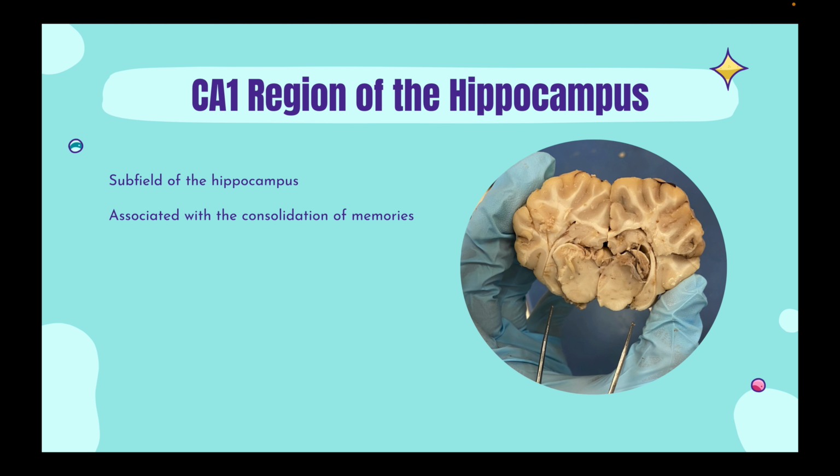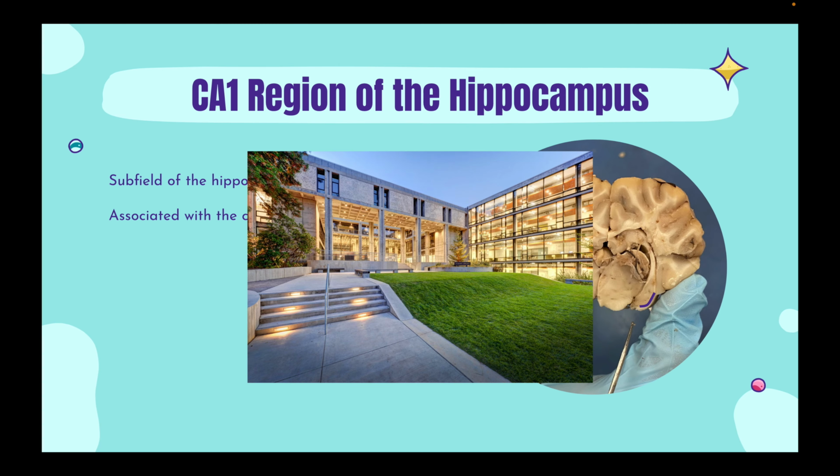Now let's look at the CA1 region of the hippocampus. It is another subfield of the hippocampus, and it's associated with the consolidation of memories. Let's consolidate your memory of the hippocampus. To remember the hippocampus's function, remember that you would never forget if you saw a hippo on campus.